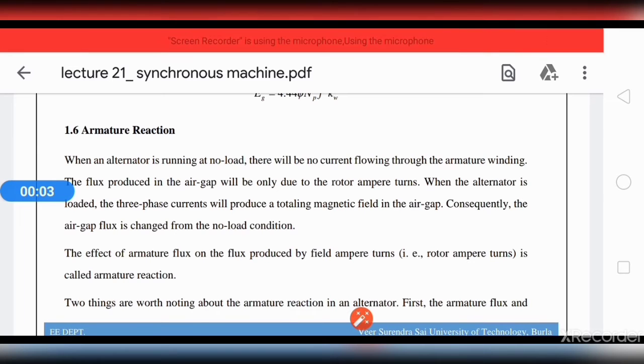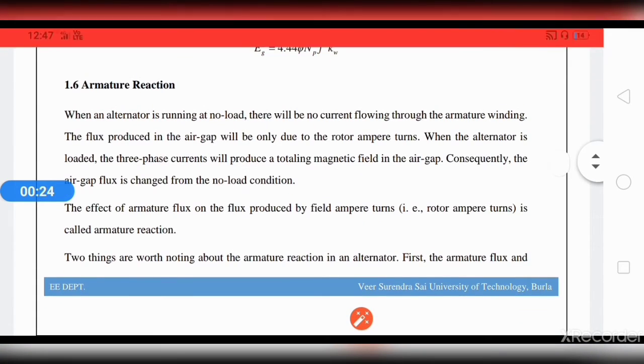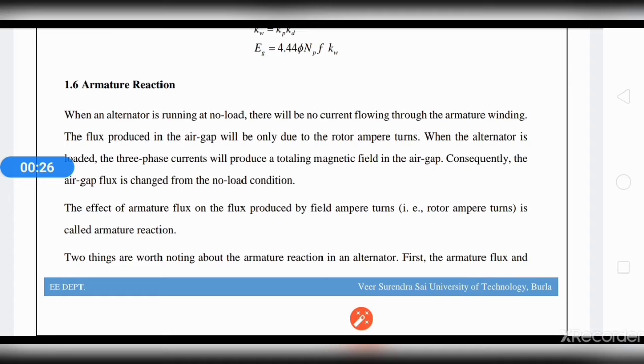Hello everyone. Today we are going to discuss lecture number 21, armature reaction in synchronous machine. In this lecture we will discuss how armature reaction plays its role in the MMF and flux of the main field winding. When an alternator is running at no load, there will be no current flowing through the armature winding. The flux in the air gap will be only due to the rotor ampere turns.